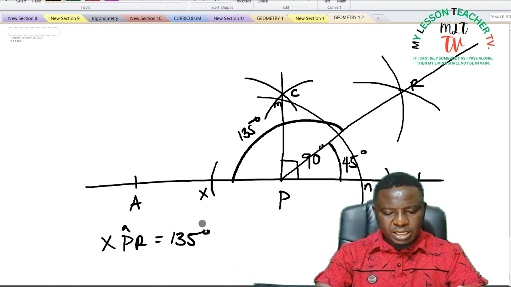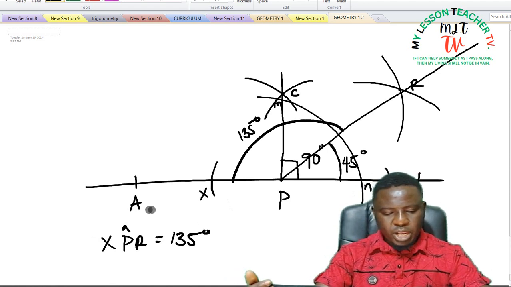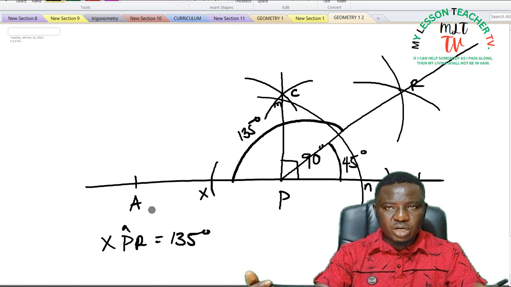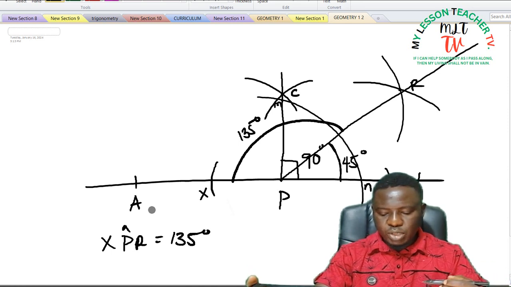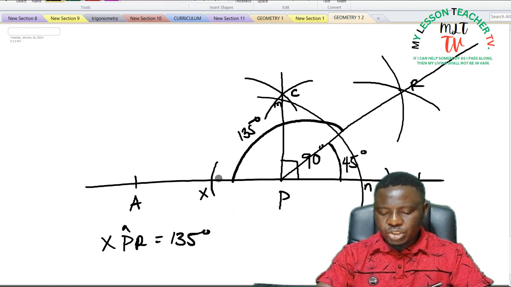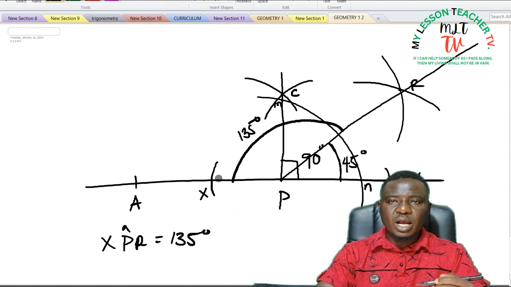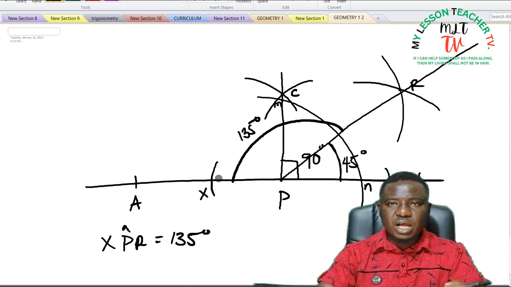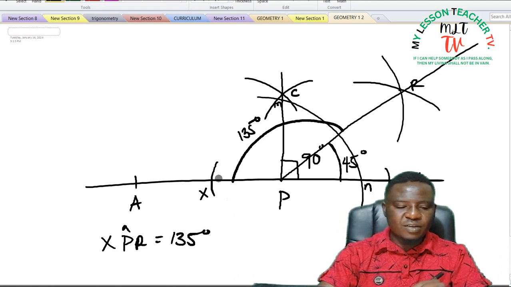Or you can say, since angle AB is an angle on a straight line, which is 180, when you subtract 45 from 180, it gives you an obtuse angle which is 135 degrees. So you can use this to either construct angle 45 degrees or angle 135 degrees.